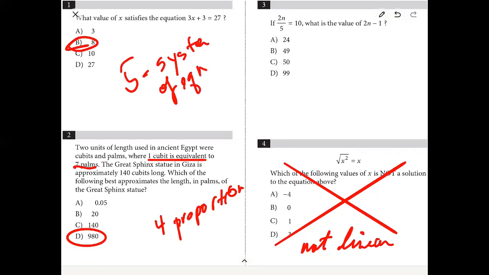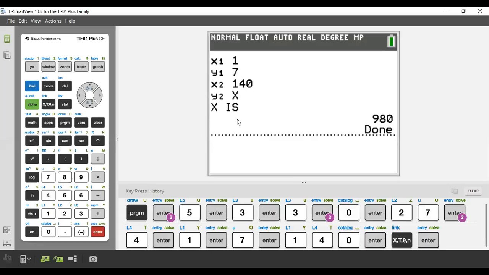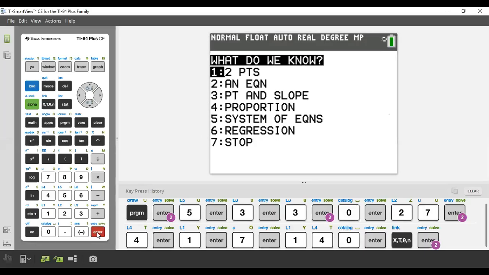Okay, and now let's go to number 3. Number 3 says, if 2n divided by 5 is equal to 10, what is the value of 2n minus 1? All right, so again, this is a linear equation. So I'm going to go to my calculator again.